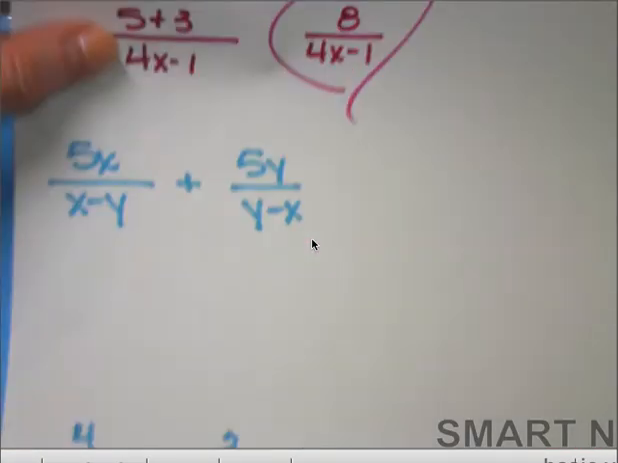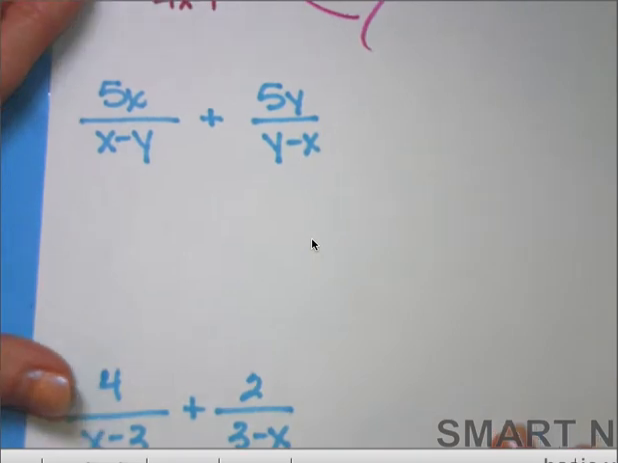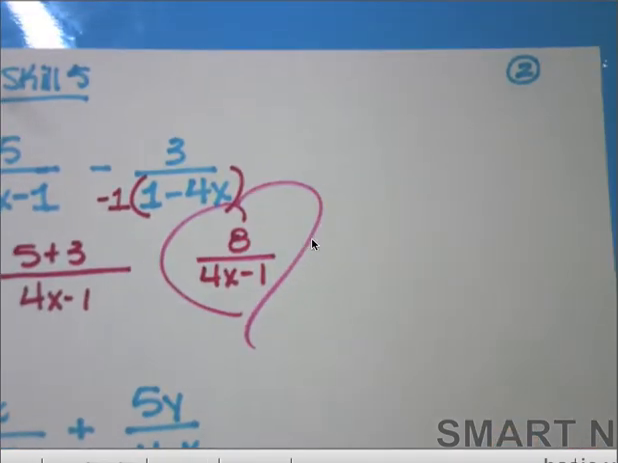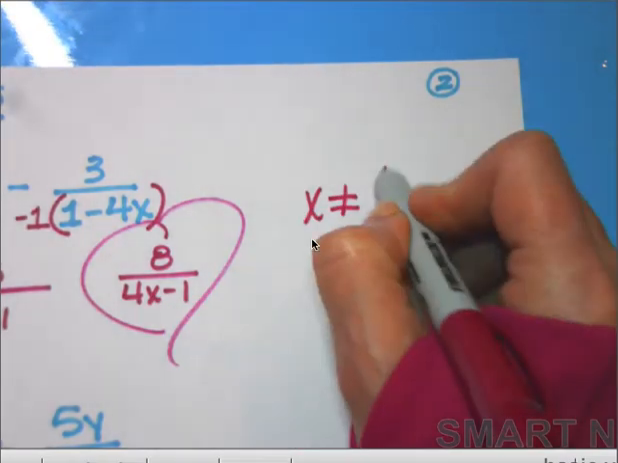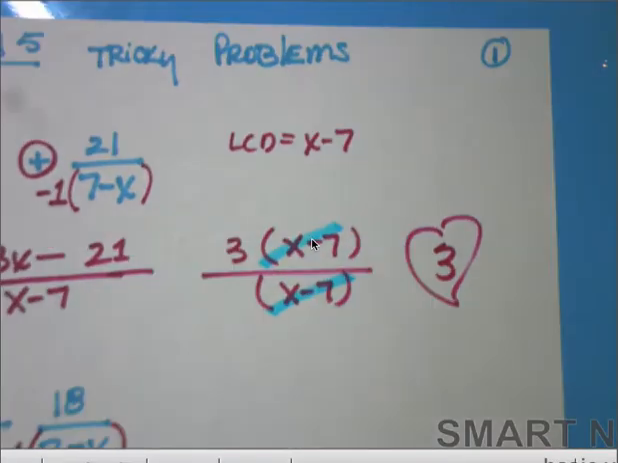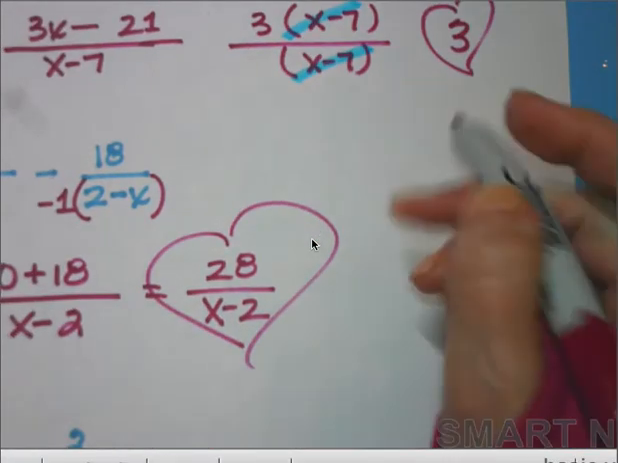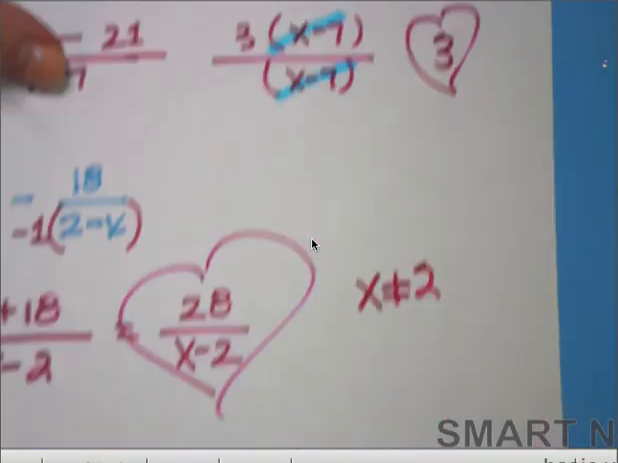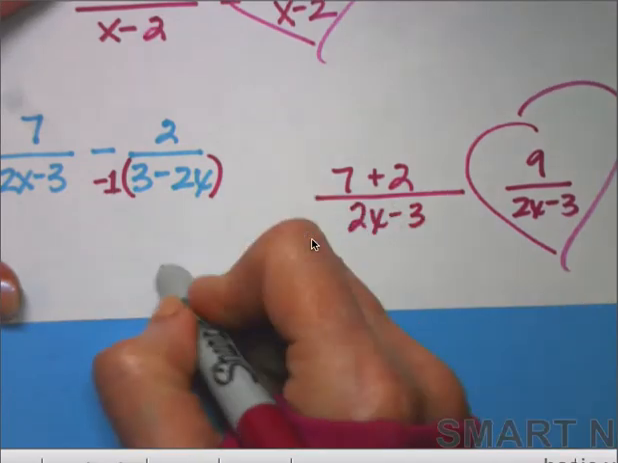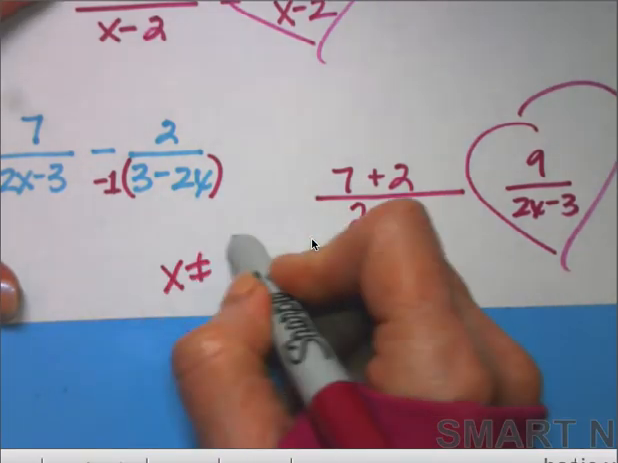Same process. I now have double variables, and I didn't list excluded values. So here, x would not be allowed to equal positive 1 over 4. And just to go back, I didn't do that in my other problems. I was more concerned with the other issue. In the second problem, x would not be allowed to equal 2. And then x here would not be allowed to equal positive 3 over 2.